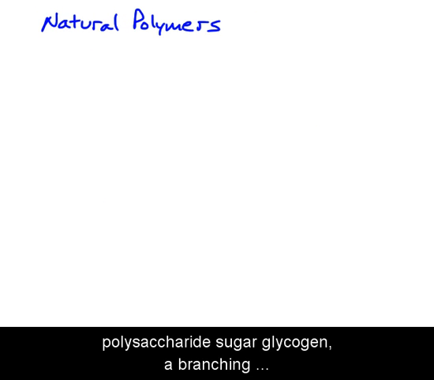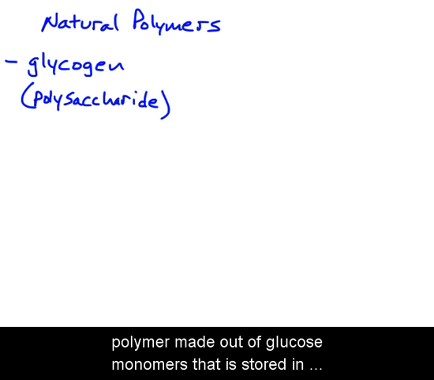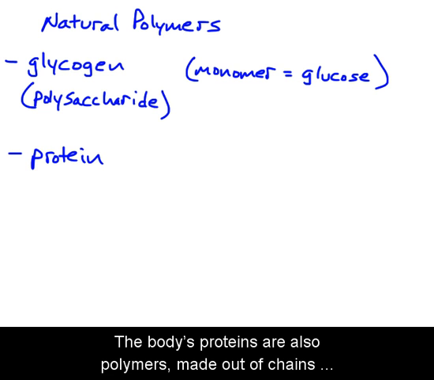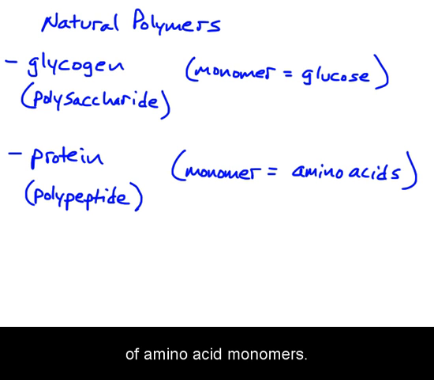Some natural polymers found in the body include the polysaccharide sugar glycogen, a branching polymer made out of glucose monomers that is stored in the liver and muscles. The body's proteins are also polymers, made out of chains of amino acid monomers.